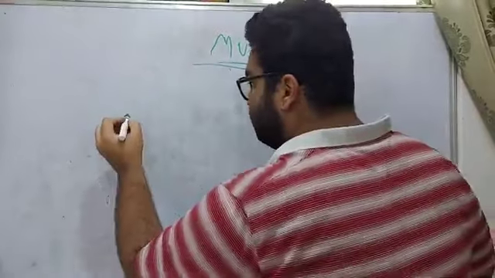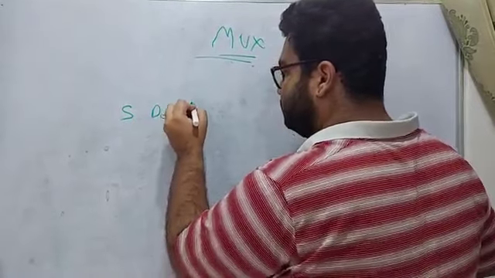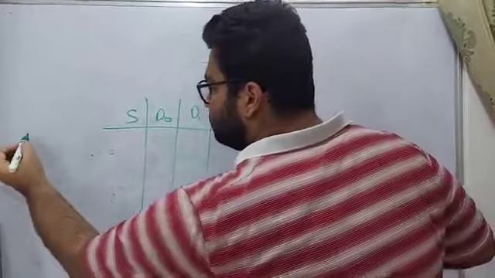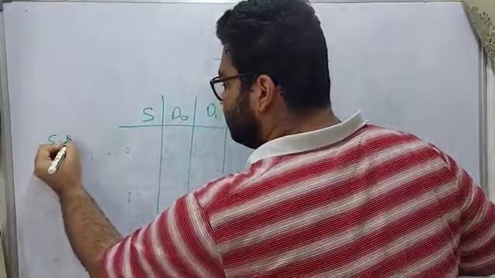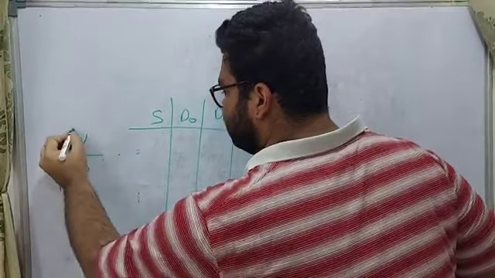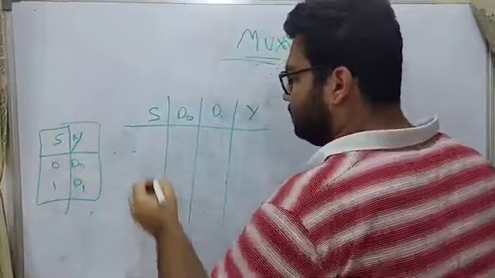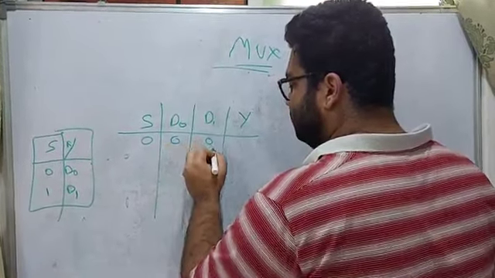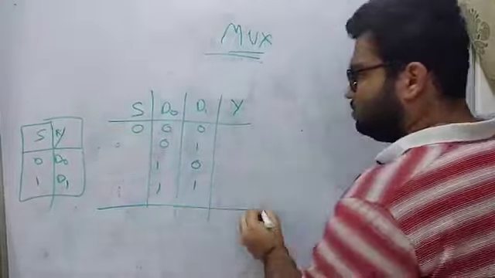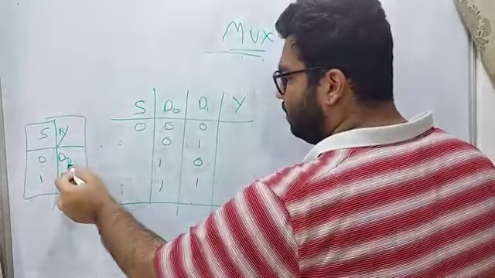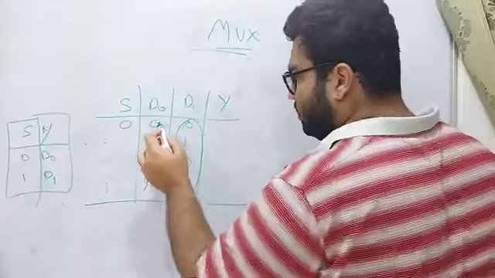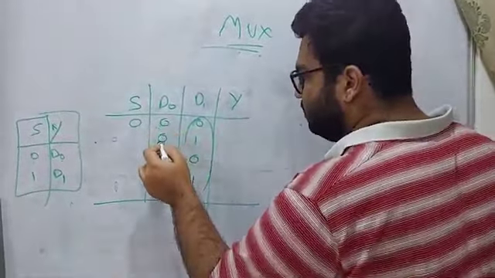So I am taking the truth table S, D0, D1 and Y. As I have told you earlier, when S is 0, Y is D0, and when S is 1, Y is D1. So the select line takes the values 0, 0, 0, 0, 1, 1, 0, 1, 1. When S is 0, the output would be D0. We are not going to consider these values, or these values would be don't care conditions. That is, when S is 0, directly the output would be the values of D0.